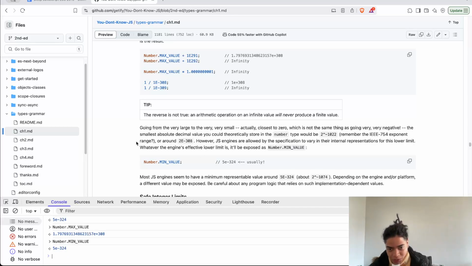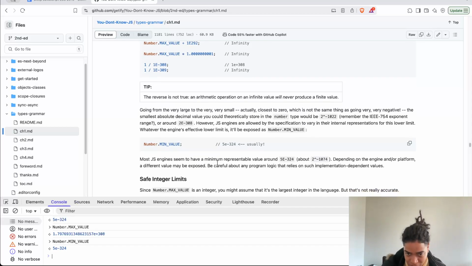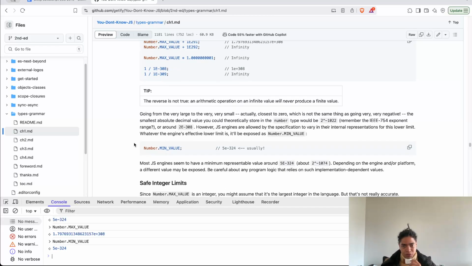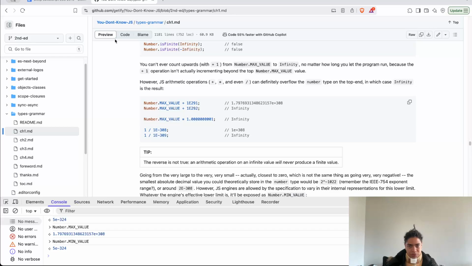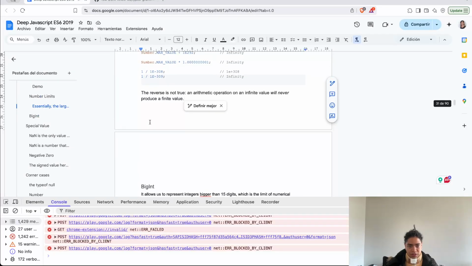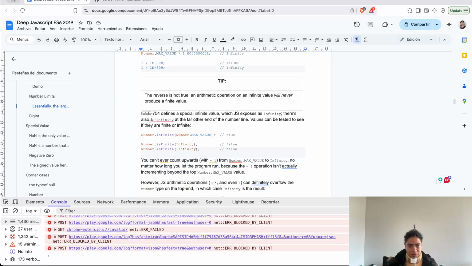Most JavaScript engines seem to have a minimum representation value around this. Depending on the engine and the platform, a different value may be exposed. Be careful about any programming logic that relies on such implementation-dependent values. So what we described here is the number limits.